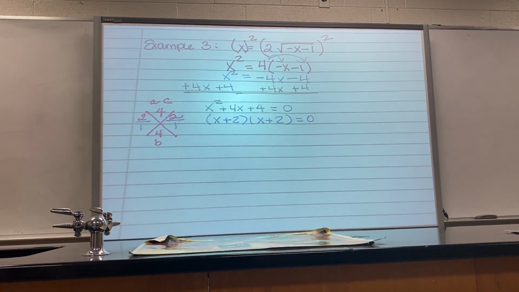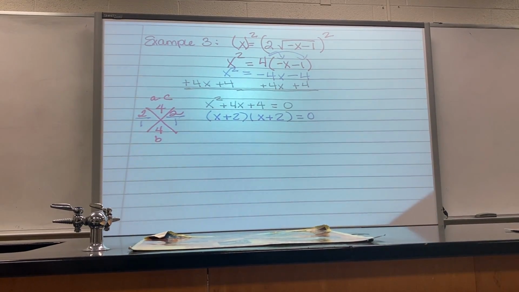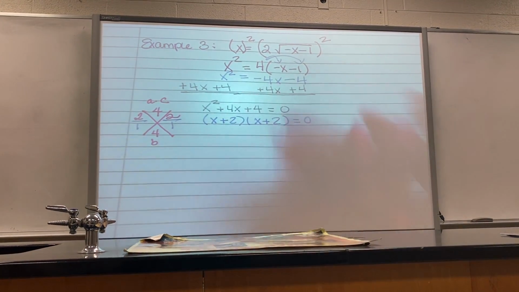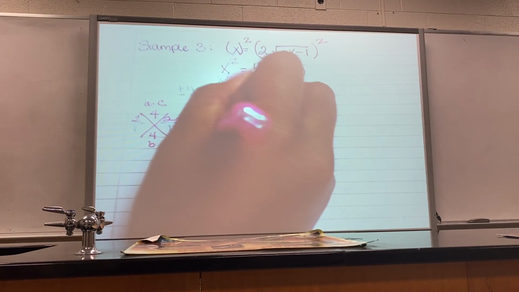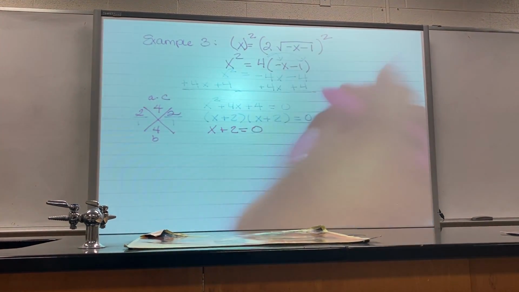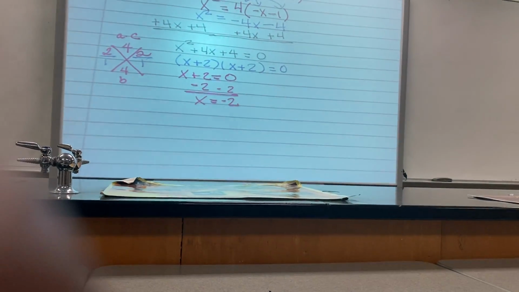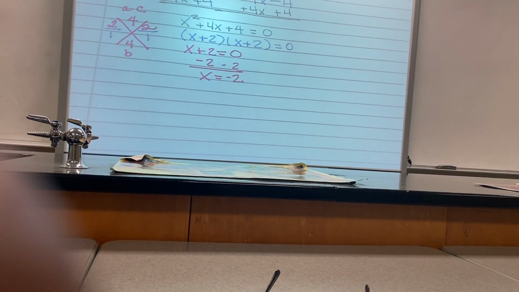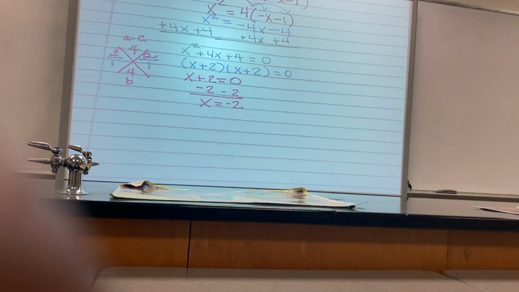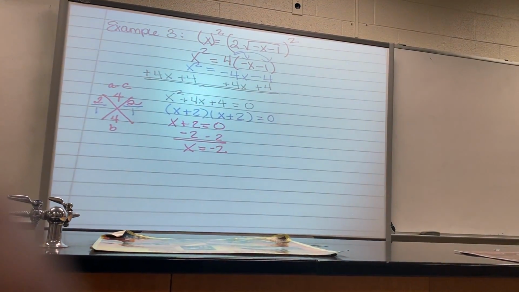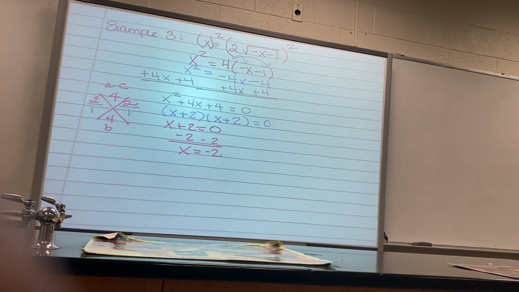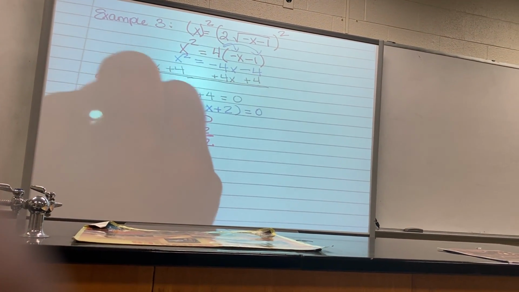Now I'm going to use the zero product property and solve it. I have the exact same factor, so I only need to solve it one time. x plus 2 is equal to 0. Subtract the 2 from both sides, my x is negative 2. Now I have to check it.